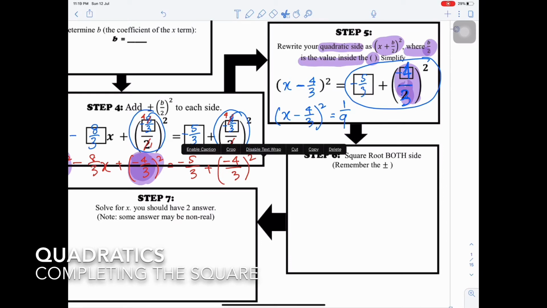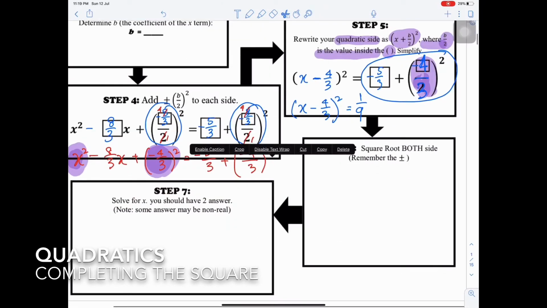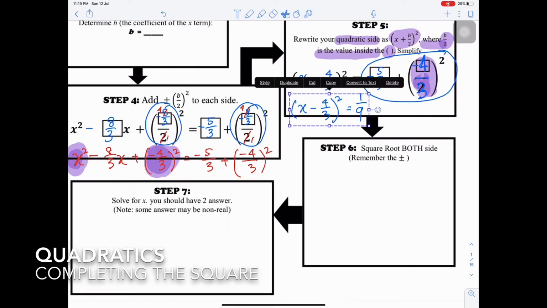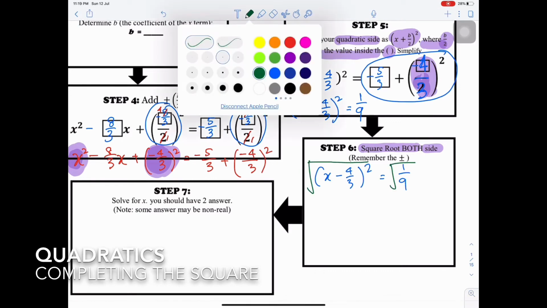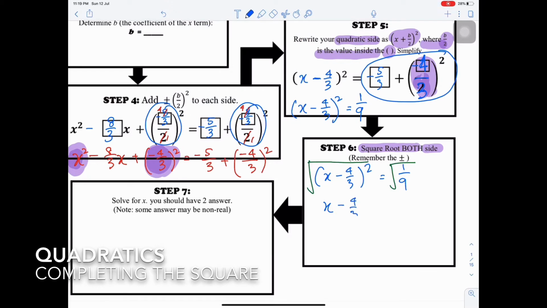We write again this value, copy and paste. So which is x minus 4 over 3 squared equals 1 over 9. The next direction is to square root both sides. So what you get is x minus 4 over 3 equals plus or minus 1 over 3. Every time you square root, remember plus or minus. So this is the final term before solving for x.